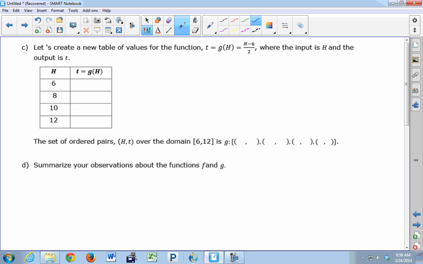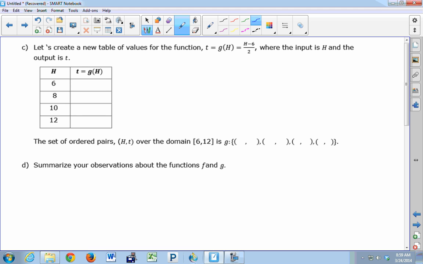So let's take a look at these two functions now. So here's our new function. Notice our new function is called g of h, because now the input is the height and the output is t, the day. So how much work do I have to do here to find these answers? How would I find the answer for the input of 6? How would I actually do that? There's a couple of different ways based on what we've done so far. How would you find the output for h of 6?